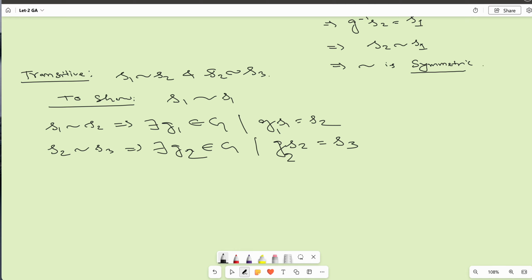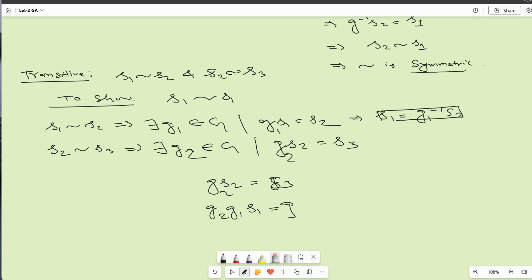So G1 is related to S2. From here you can write G1 of S1 equals S2, which implies that S1 equals G1 inverse of S2, right? And now you need to verify for S2. G2 of S2, which is S3. And what is S2? S2 is G1 of S1. So G2 of G1 of S1 equals S3. Not G3, this is S3. Just wait for a while.